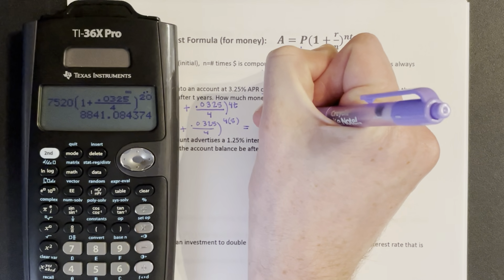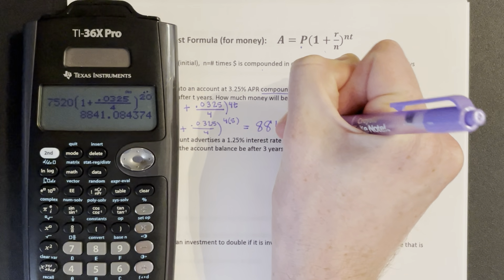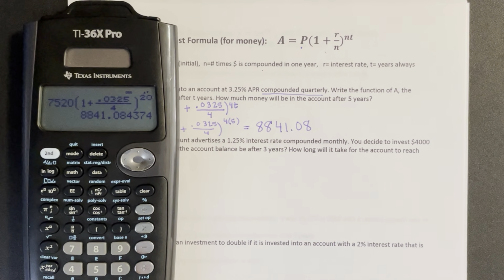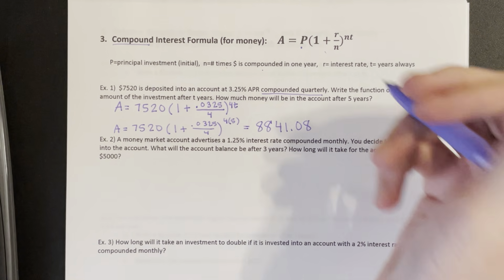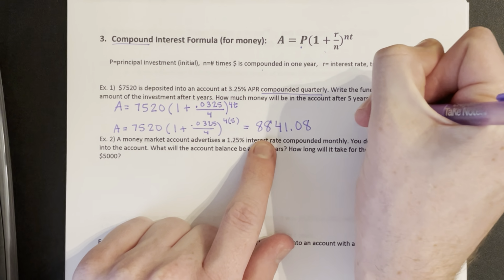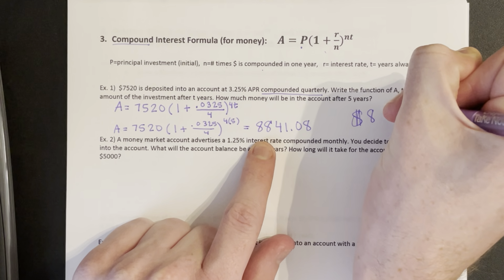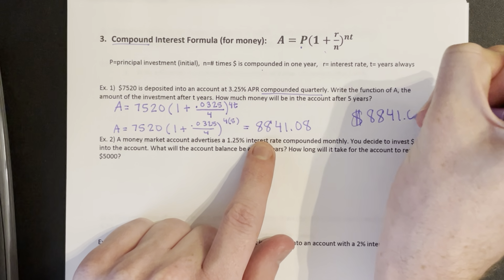We have 8841.08. Since we're talking about money, I'd round it off at the 2 decimal places. So after 5 years, there's, let's just write it here, $8,841.08.